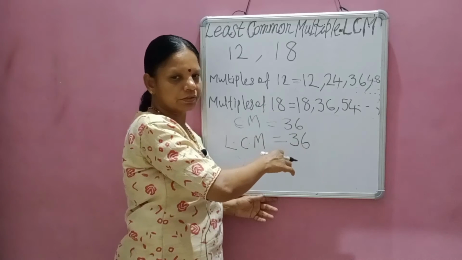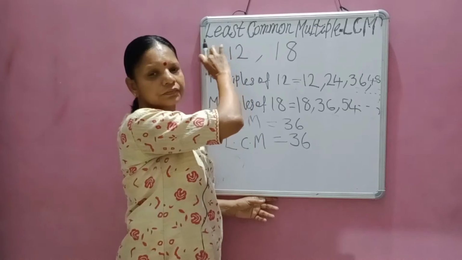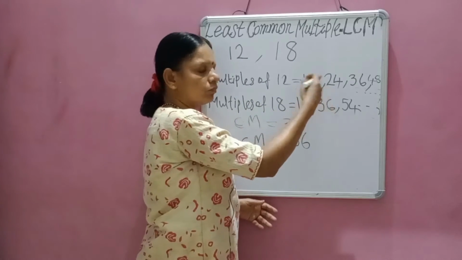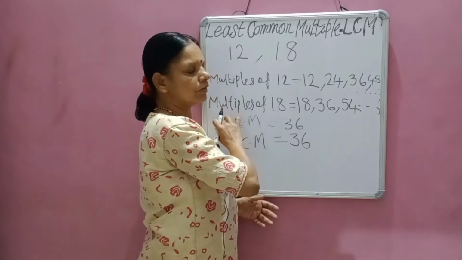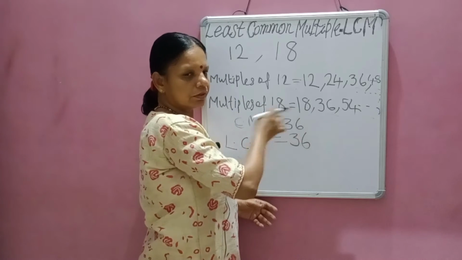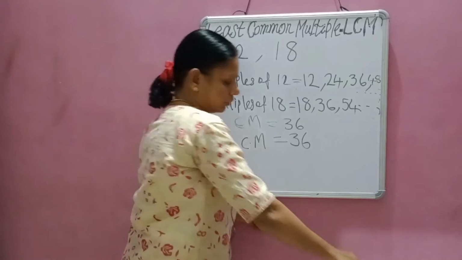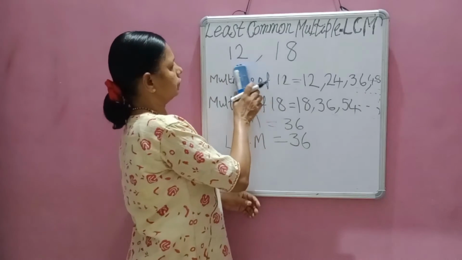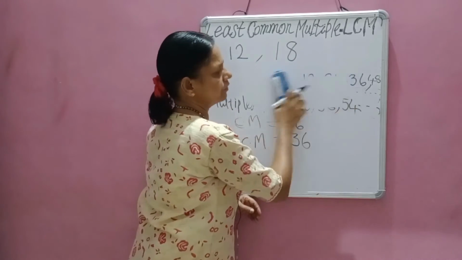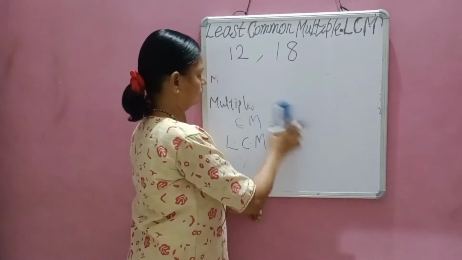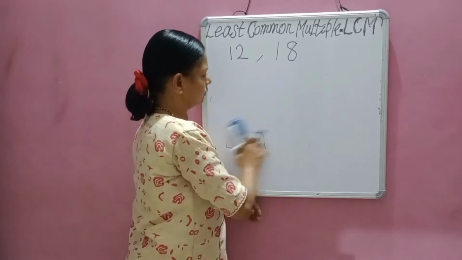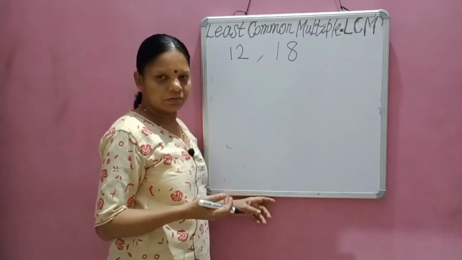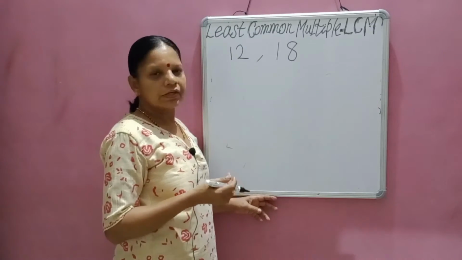It's the procedure of getting the LCM of any two numbers or more. If there is one more number, again you have to write the multiples of that number. Take out the common. So now we'll study the proper method of finding LCM. This is the meaning of LCM.